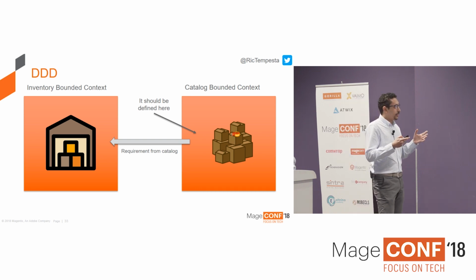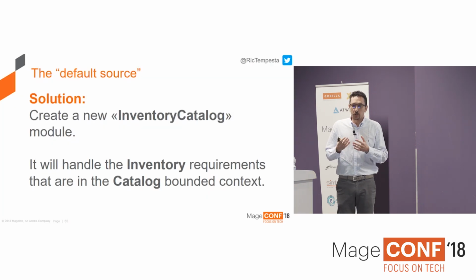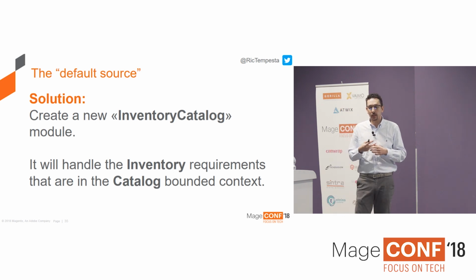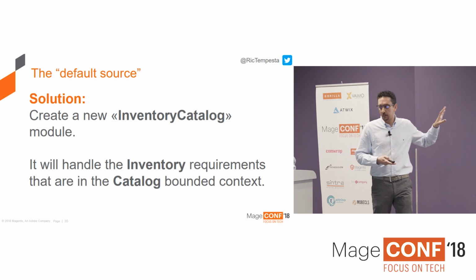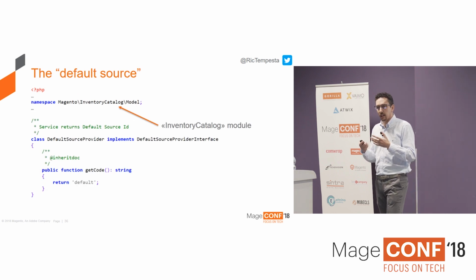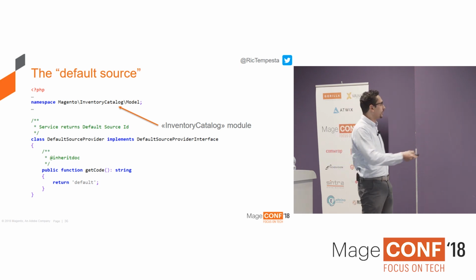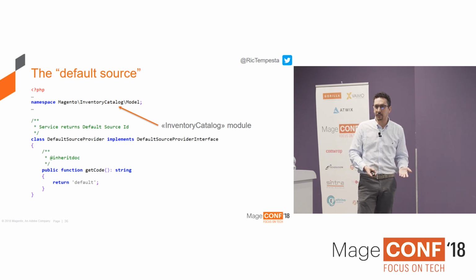So there was a very great challenge about the modularity of this project. And the solution was to create a new module that we call the inventory catalog that will handle all the inventory requirements that are in the catalog context. So basically, this is why in the MSI you will find a lot of classes like this. Because the first time I saw this, I said, hey, come on, do you really need a class to define default, one string? It was crazy at the very beginning.